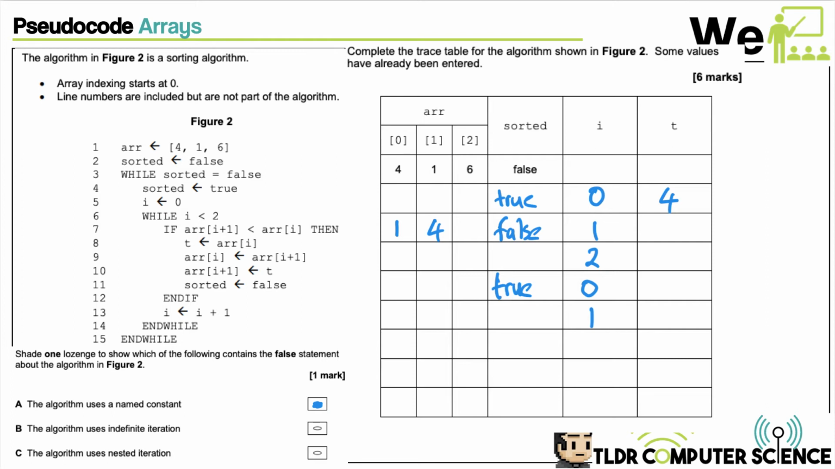And then it will come back here. Is 1 less than 2? 1 is less than 2. I is 1, so is 6 less than 4? No, it's not. So we don't do any of that. I plus 1 becomes 2. Is 2 less than 2? No. So while loop terminates, come back here. While sorted is false. Is sorted false? No, sorted is true. And then it's going to end while. And you can see here what's happened is that it's become 1, 4, 6. So it's actually sorted the list.